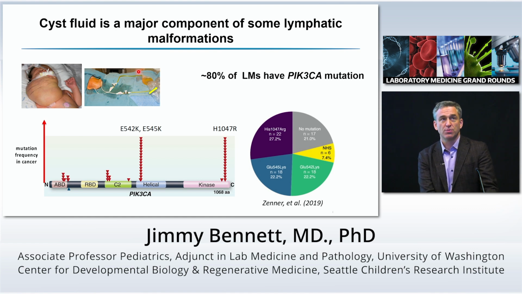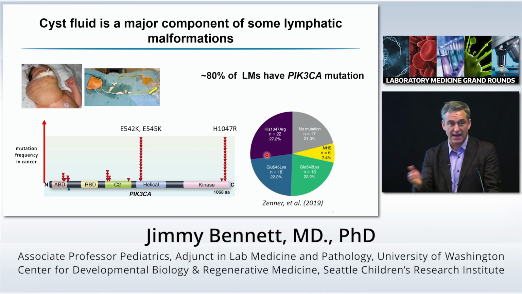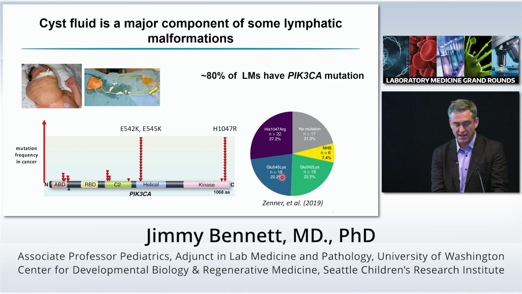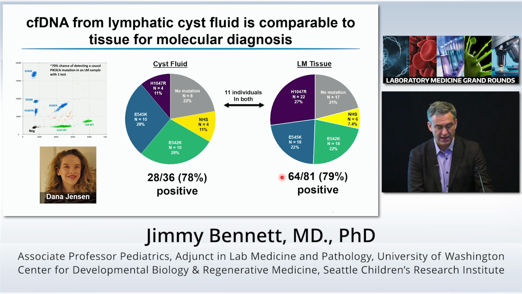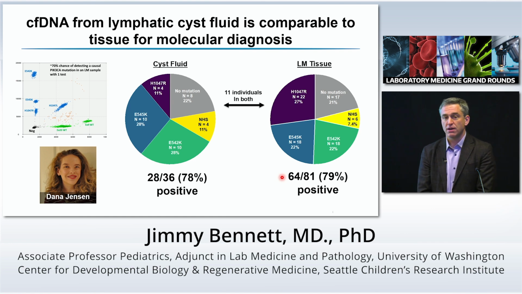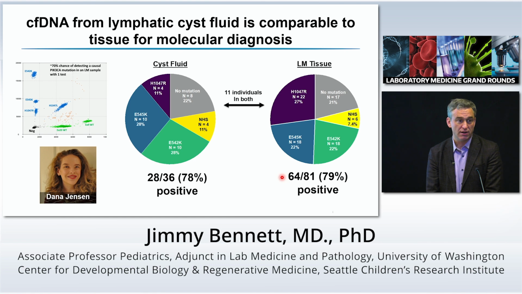And so with that observation, as well as the fact that the vast majority of children with lymphatic malformations have PIK3CA mutations, and they have them in one of 3 locations. They're recurrent. These are hotspot mutations that are the exact same hotspots seen in breast and colorectal cancer. These are at codons 1047, H1047R, E545K, and E542K. There are some non-hotspot mutations, but these account for the vast majority. And so, again, here's Dana Jensen in the lab. She developed a multiplex ddPCR assay.